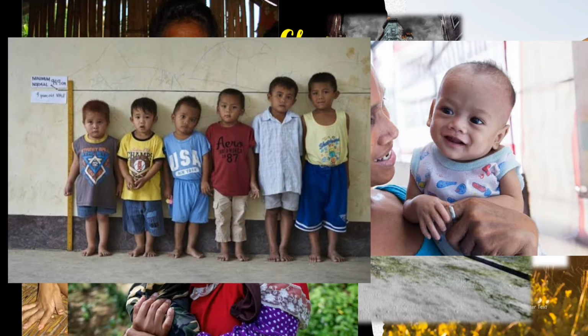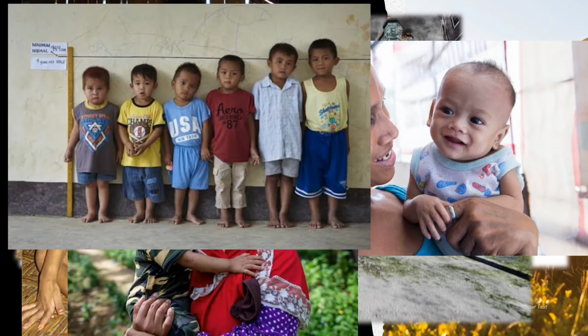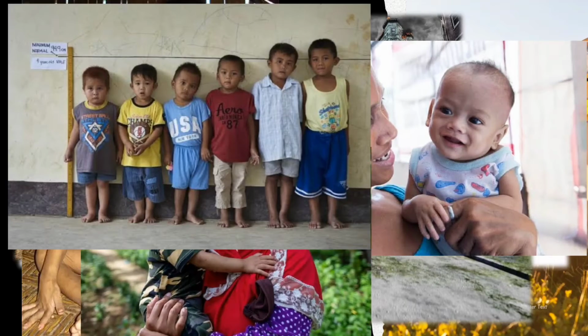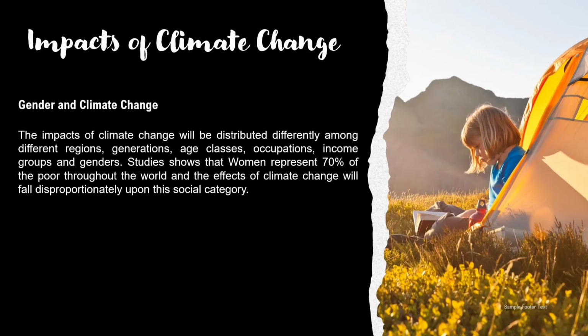Impact of climate change: stability. Number 4. Extreme weather events disrupt the stability of food production and access as well as people's livelihoods. The impacts of climate change will be distributed differently among different regions, generations, age classes, occupations, income groups and genders.